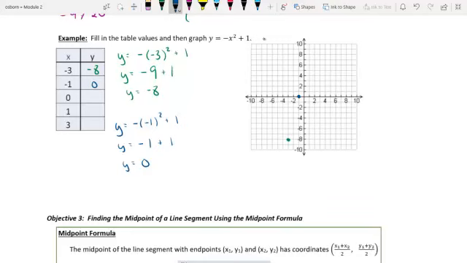And now I'm going to plug in 0. When I plug in 0, that gives me y is equal to negative 0 squared plus 1. So y is equal to 0 plus 1, which gives me y is equal to 1. So I have the coordinate point 0, 1.